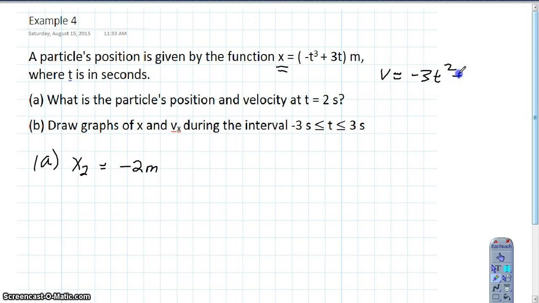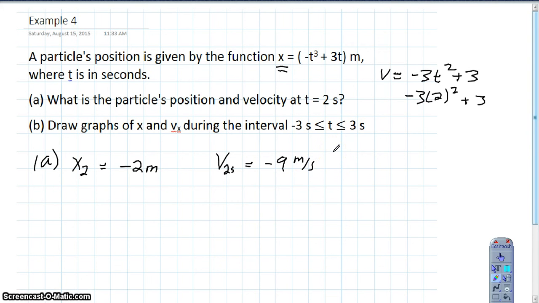-3t squared plus 3. That's the derivative of this function using the power rule, bringing the exponent out front, reducing it by 1, and bringing the 1 out front to make the t go away. Okay, so once again, plug in 2. I'll show work this time: -3 times 2 squared plus 3. So -12 plus 3 would give me -9. So the velocity at 2 seconds is -9 meters per second.